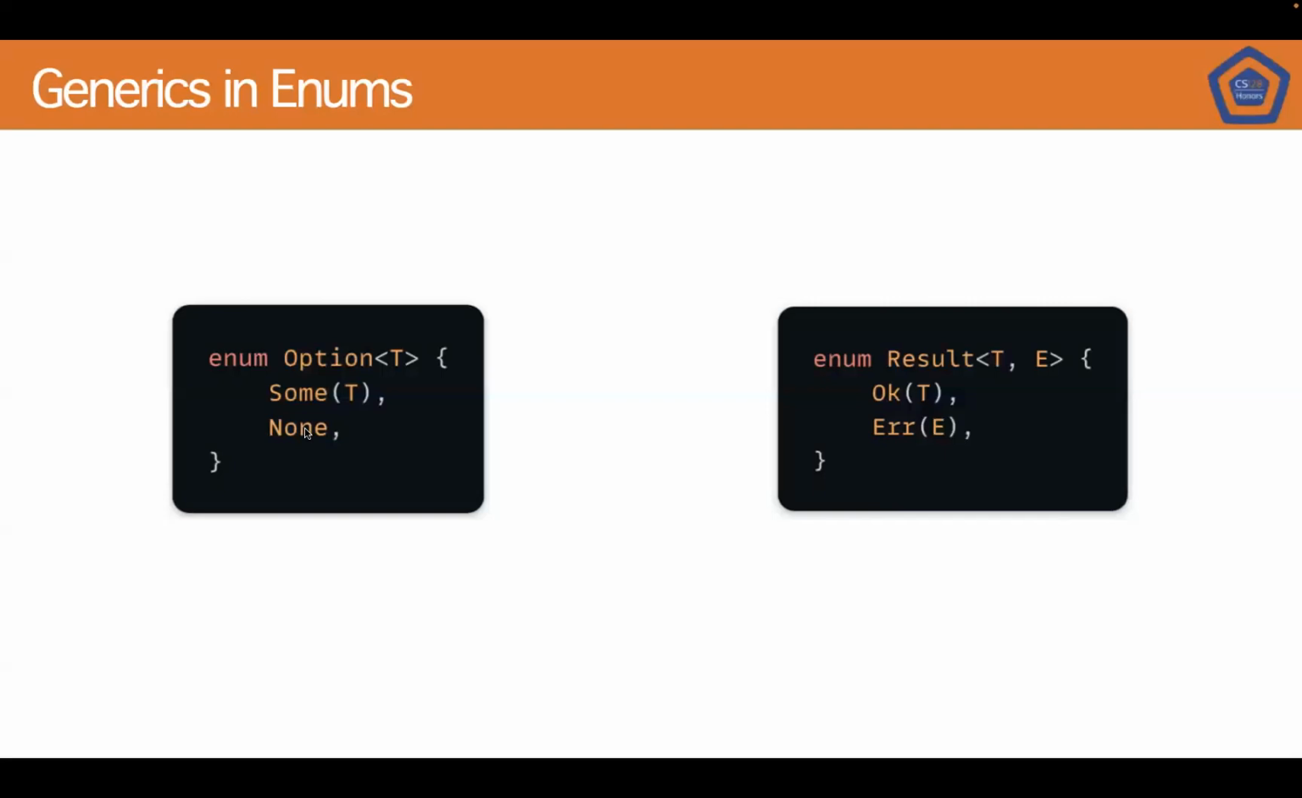And because Option<T> is generic, we can use this abstraction no matter what the type of the optional value is. The Result enum is generic over two types, T and E, and it has two variants as well. The Ok, which holds a value of type T, and the Err, which holds a value of type E.